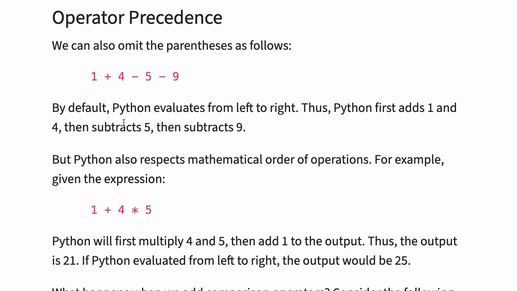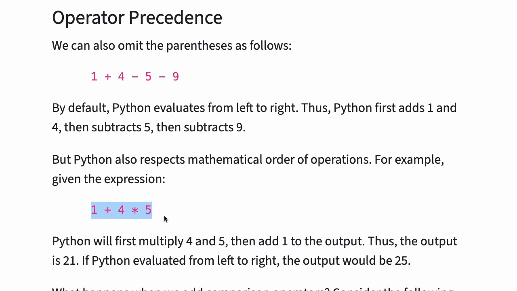We can also omit the parentheses as follows. By default, Python evaluates from left to right. Thus, Python first adds 1 and 4, then subtracts 5, then subtracts 9. But Python also respects mathematical order of operations. For example, given the expression 1 plus 4 times 5, Python will first multiply 4 and 5, then add 1 to the output. Thus, the output is 21. If Python evaluated from left to right again, the output would be 25.